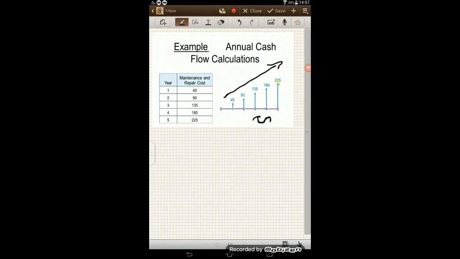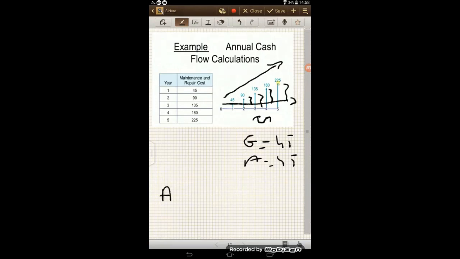When it's uniformly distributed, we can say, okay, if we draw a line for the 45, and this above is going to increase 45, then after that 90, then after that 135, and 180. So our G is an arithmetic gradient, so G is going to be 45, right? And our A, this line A, is also $45. What we are going to find again is the annual cash flow calculation.